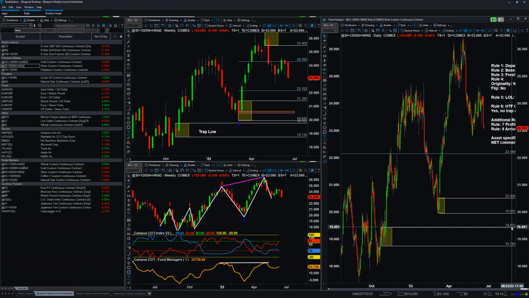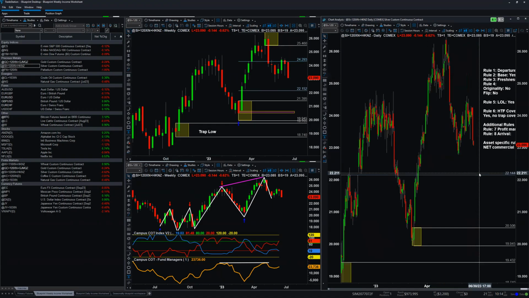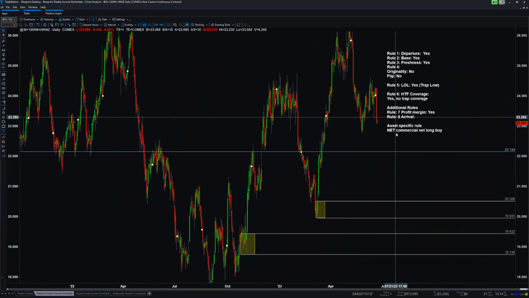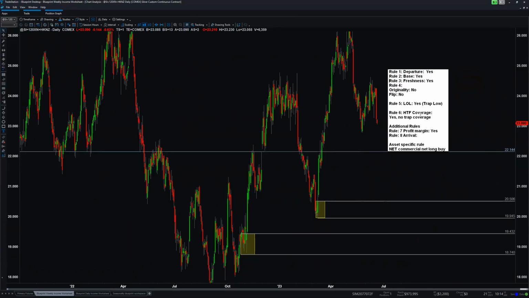And then my level on top of level, 19,432. 19,432 is the preferred version of my trap low. So beautiful, right? So beautiful. So let's write this down. So level on top of level is, yes, it's the trap low, and then higher time frame coverage, yes, and then, well, lower level is covered by trap low.